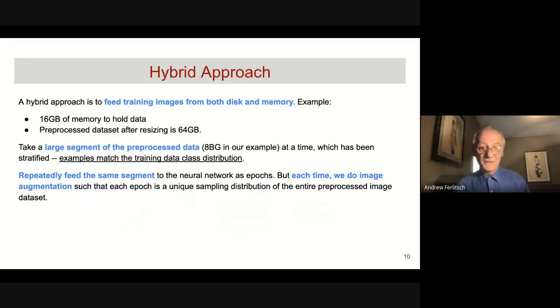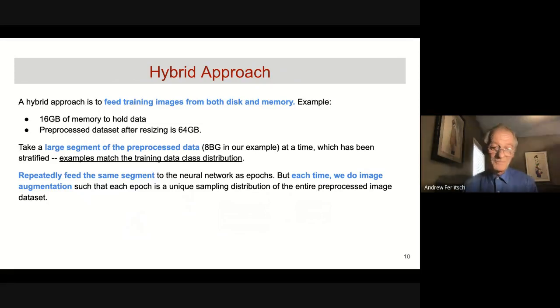Finally, you could use a hybrid approach. This is like feeding training images both from your disk and memory. So let's assume you have 16 gigabytes of memory to hold your training data, and your preprocessed data set after resizing is 64 gigabytes, or 4 times as big. Clearly, you don't have enough to have it all in memory, preprocessed and resized at once. But we can take a very large segment of the preprocessed data, let's say 8 gigabytes, which we say has been stratified. That means that the examples we have in that large segment match the distribution in the training data.